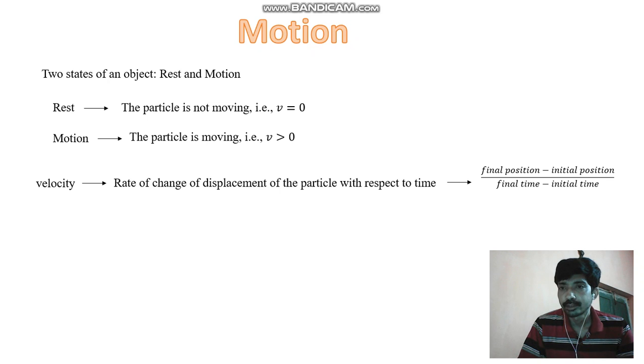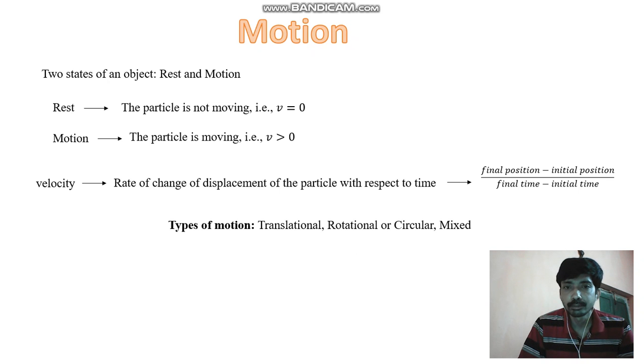That means if I know the final position corresponding to the final time and the initial position corresponding to the initial time, then we can calculate the velocity of the particle using this formula shown here. Now, there can be three types of motion associated with the object. Either it can be a translational motion, or a rotational or circular motion, and third, it can be a mixed motion. Mixed means it is the combination of the translational and rotational motion.